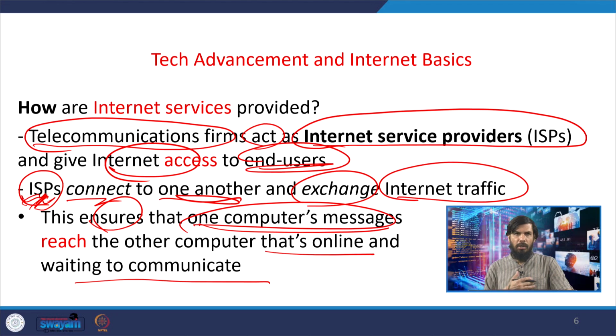So, ISPs connect to one another and exchange internet traffic. Those points, those exchanges where this is happening, are actually connecting the networks. The global network of networks essentially consists of networks run by individual ISPs. We are connecting the networks run by individual ISPs, and that is how the global network is formed, and that is how the internet is formed. So, this was about how the internet services are provided.